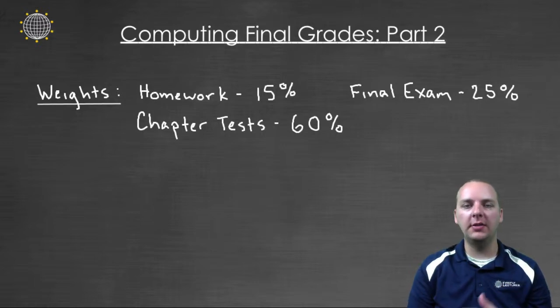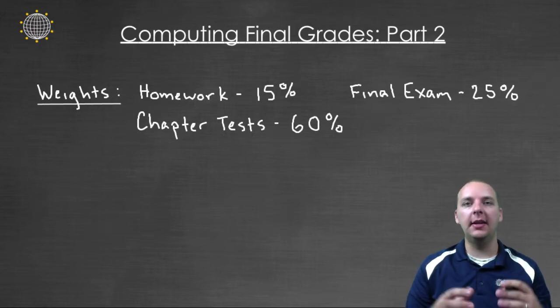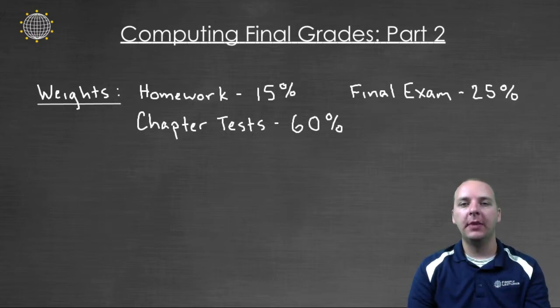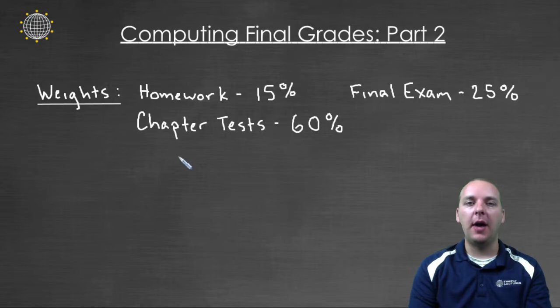One of the most common questions I get from students towards the end of the semester is, what do I need to get on the final exam to get a certain grade in the class, a 90 or a B or an A or whatever in the class? So in this video, I want to talk about how you compute what you need to get on a final exam to get a certain grade in the class.